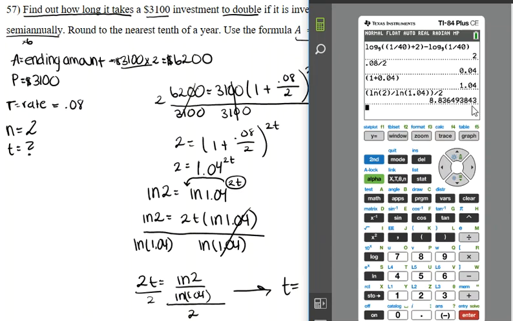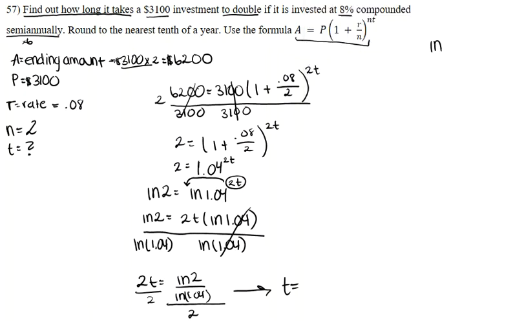8.836493843. It's asking us to round to the nearest tenth of a year, meaning we are going to get the answer 8.8 when it's rounded to the nearest tenth of a year. So T is going to be equal to 8.8 years. And that is how long it will take for a $3,100 investment to double if it's compounded semi-annually at a rate of 8%. So that will be your final answer.